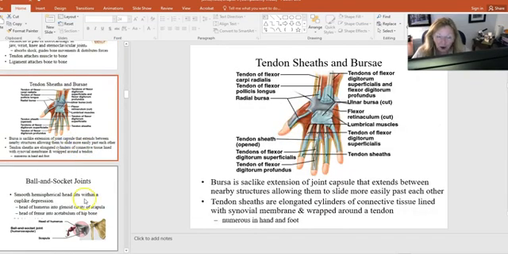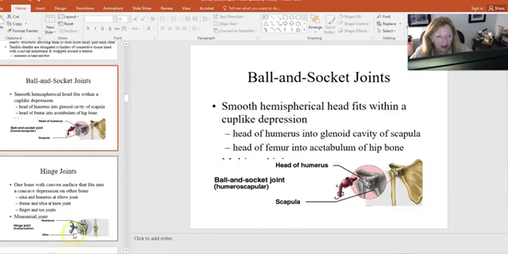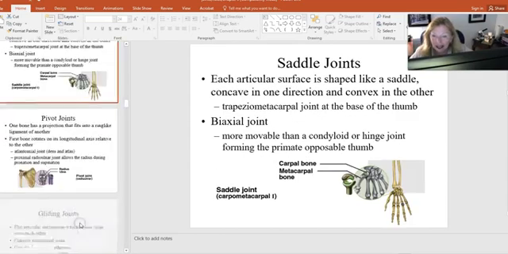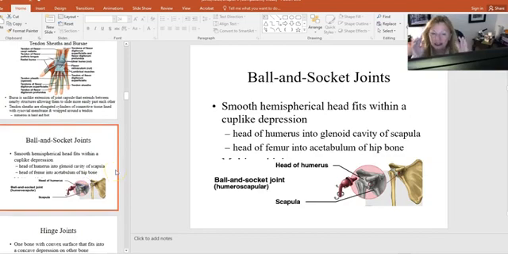Now, as far as classification of movements, I am not going to ever give you a joint and ask you to tell me whether it is ball and socket, hinge, saddle, gliding. I'm not going to ask for that. I'm just letting you know that not all synovial joints have the same type of movement, which I think you already probably know. So, let's just talk about a few of them.